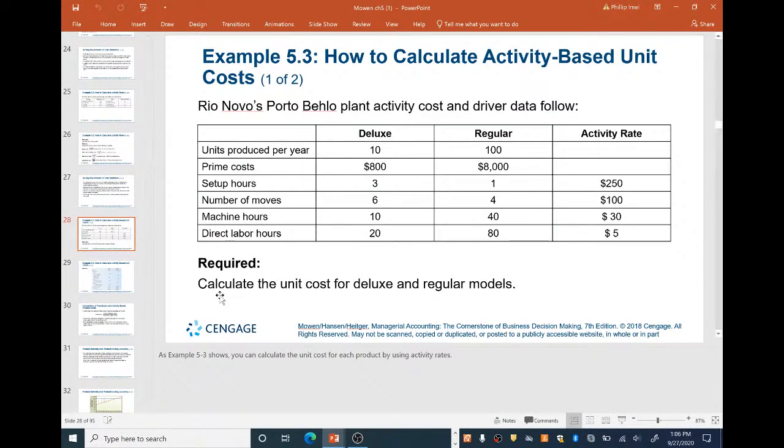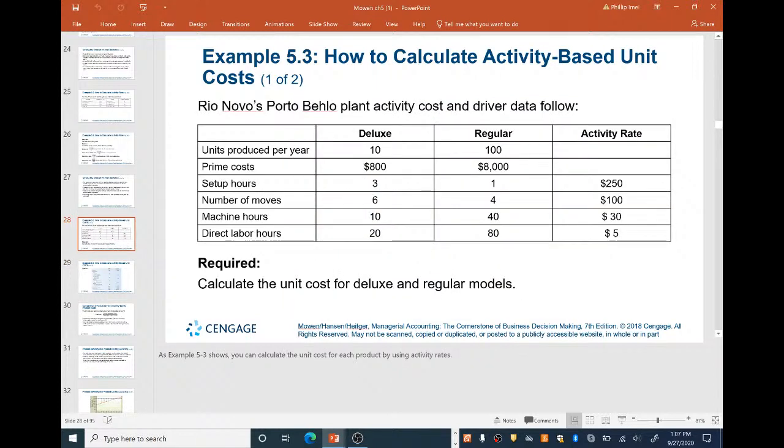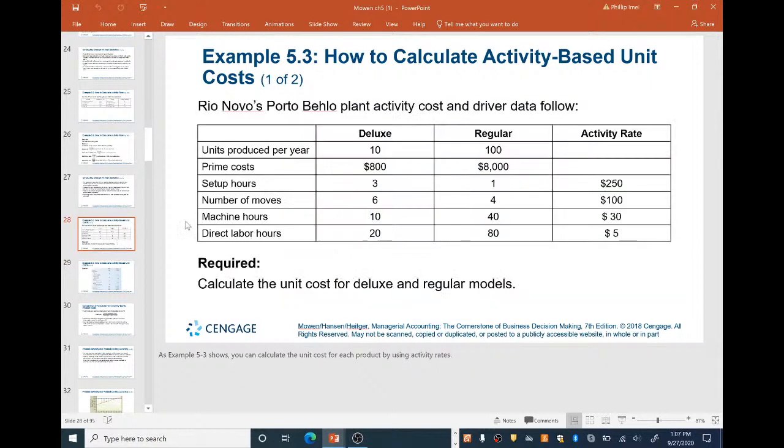Okay, so what's required for this problem on calculating the activity-based unit cost is for both deluxe and regular models. The best way to do that is to set up a little chart here, giving it 2 columns, one for each product, one being deluxe, one being regular. To start with the top, we'll just list our prime costs. We can see here the prime cost for each relative product, 800 and 8,000 respectively, for your deluxe and your regular.